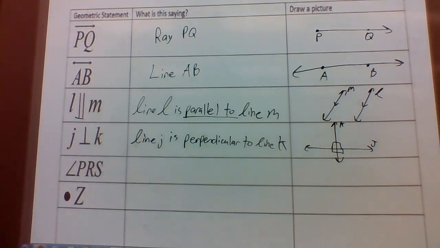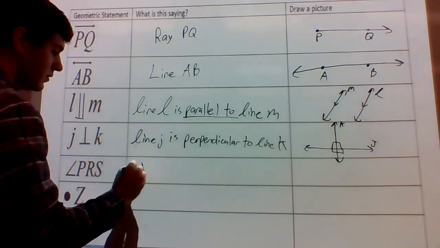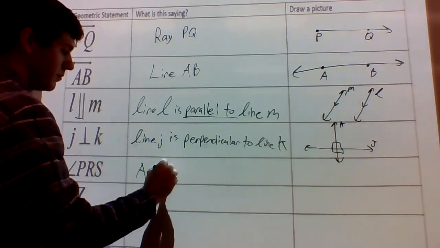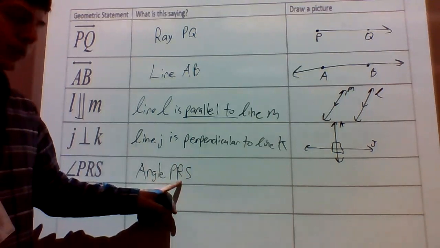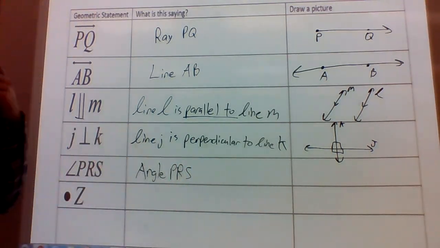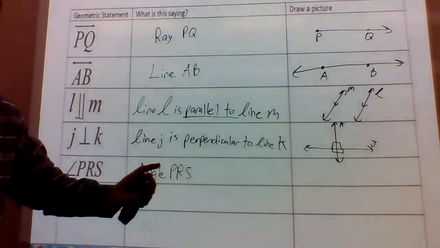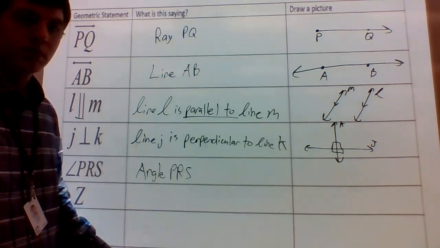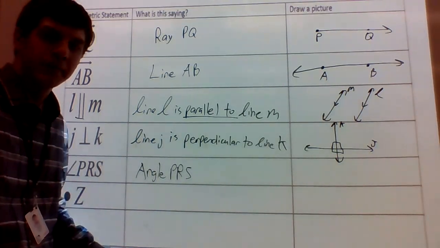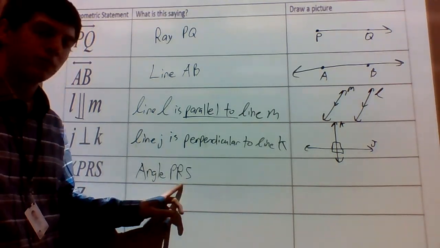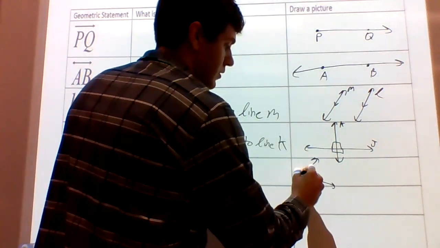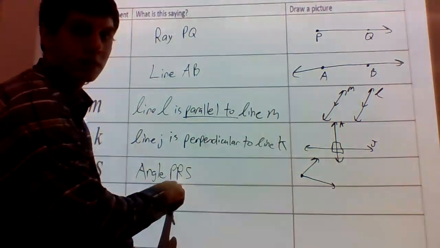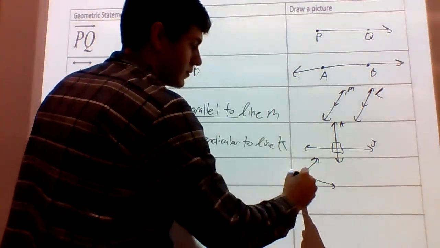The next one is the angle symbol. So this is saying angle PRS. The vertex of the angle is the point that's in the middle. P, R, and S are 3 points. We need 3 points to define an angle. The middle point is going to be our vertex. So if we draw it out, the middle point is R, so R is our vertex.